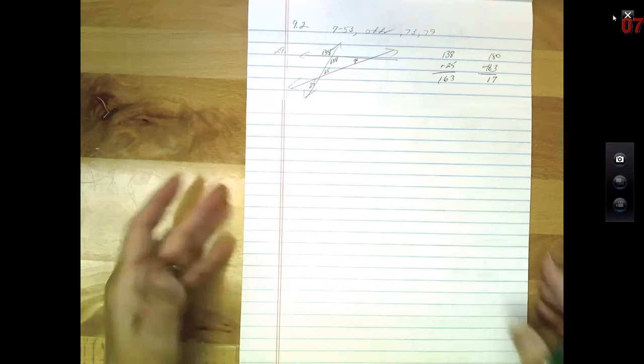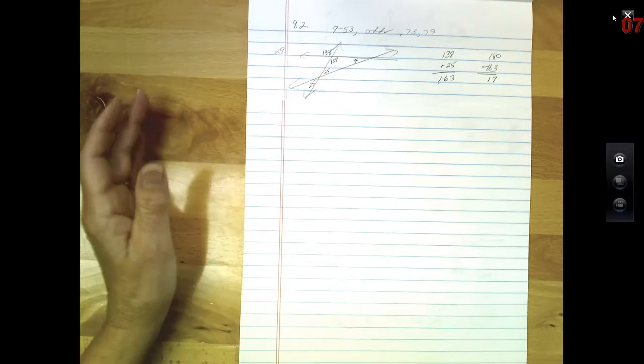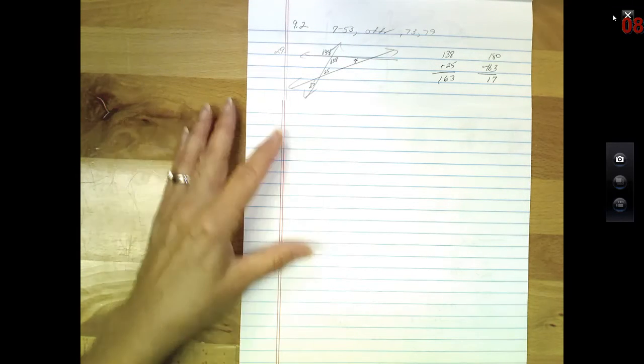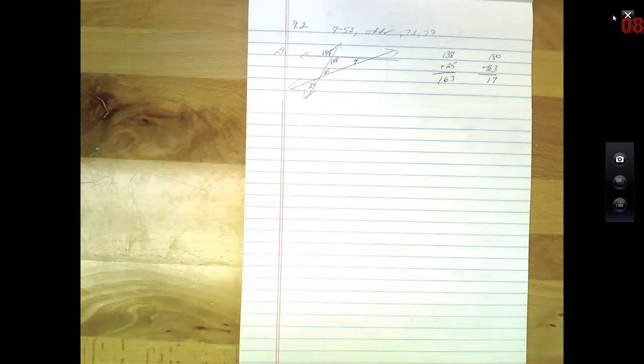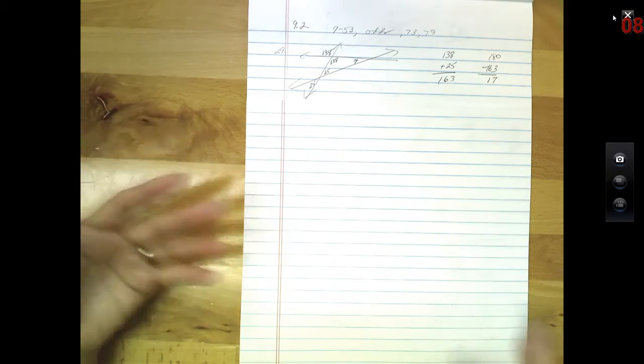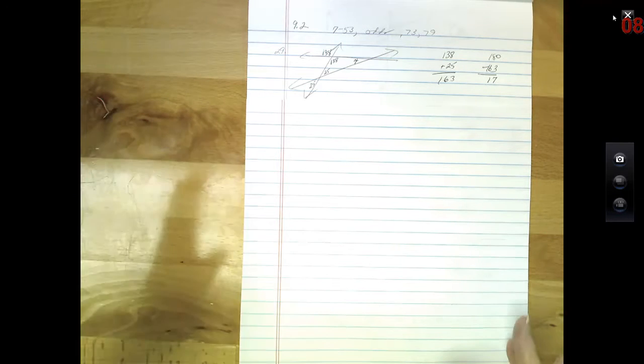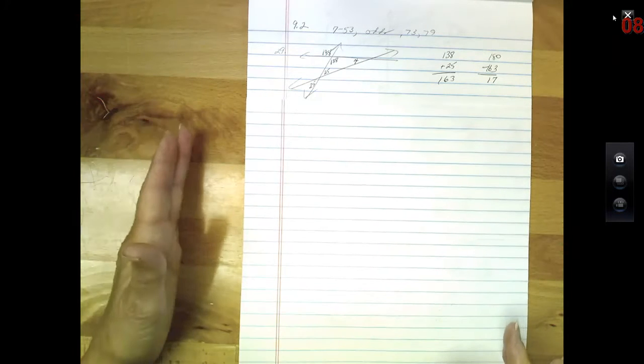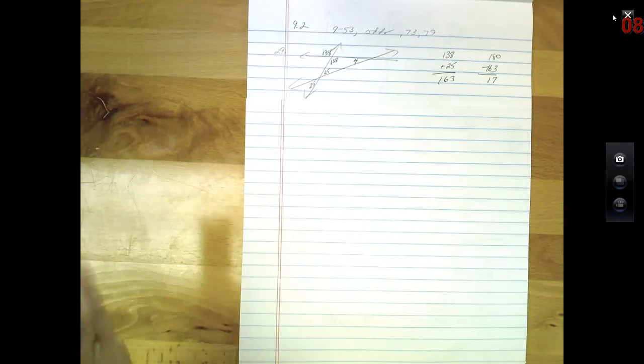Okay, on 9-2, you ended up looking in the back to check your work. Always check your answers, otherwise you're wasting your time. You're just doing a bunch of junk for nothing. But if you work it, get the right answer, you know how to do it. If not, then you need help.